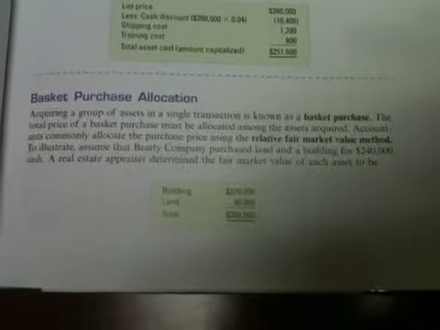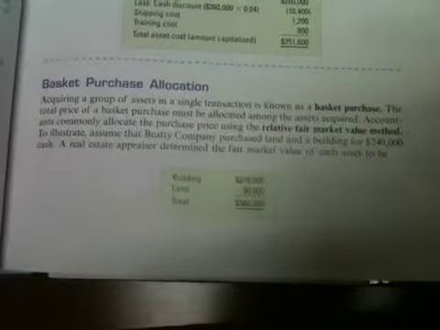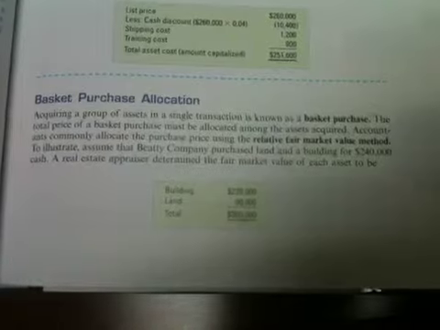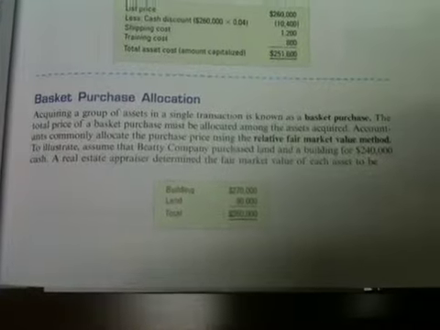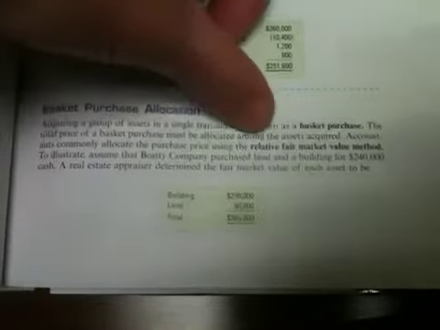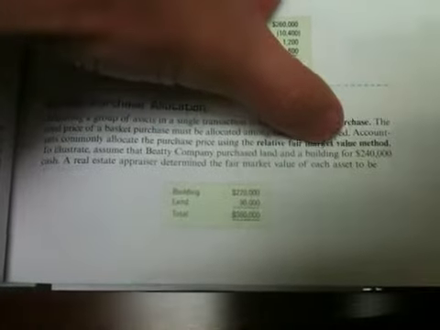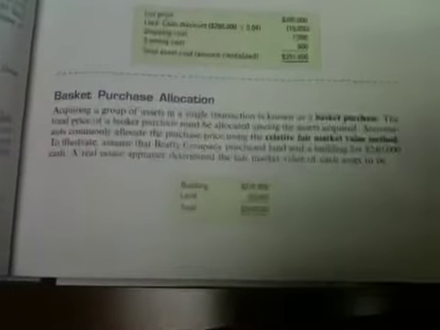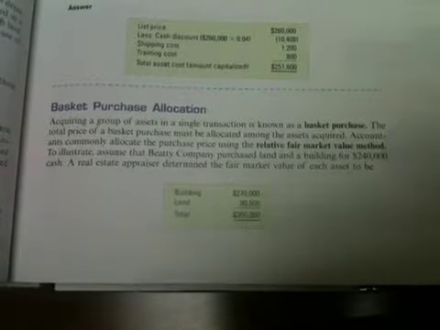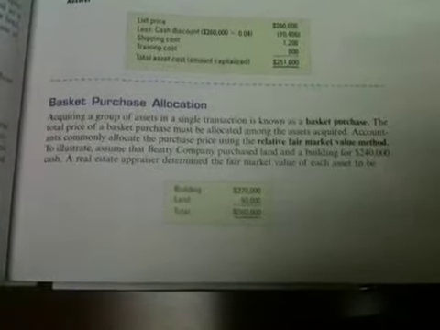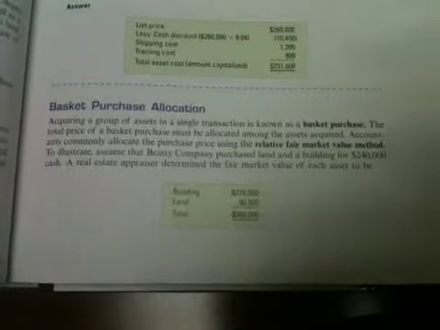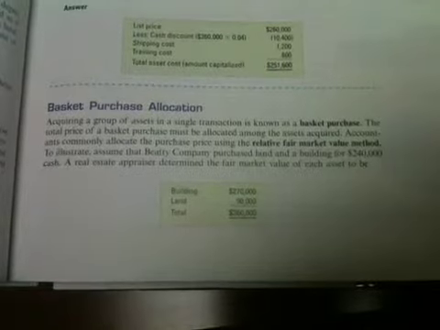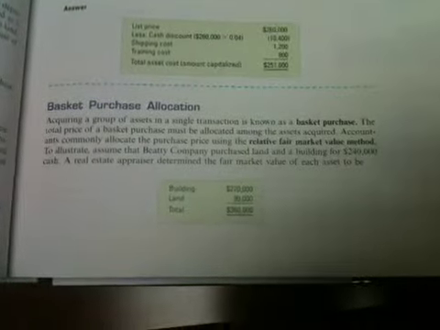A basket purchase is basically when you purchase multiple assets in a single purchase. So in this case, they give you an example. This company purchased land and a building for a lump sum of $240,000. And so the issue for the accountant is I've got to put land on my books and I've got to put a building on my books. How much do I put for each one? In other words, how much do I value each asset as out of that $240,000?